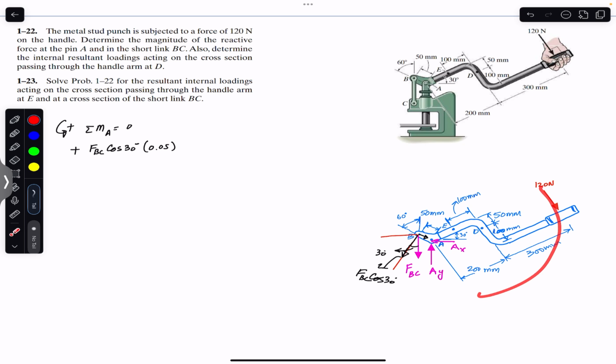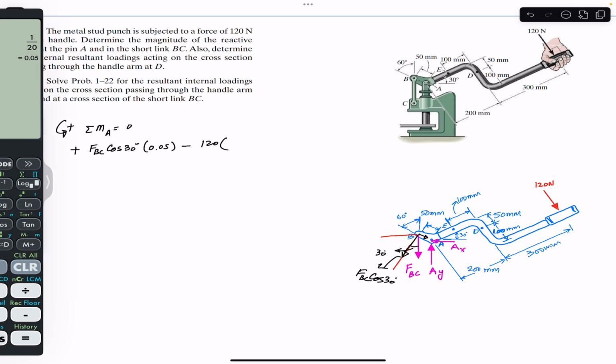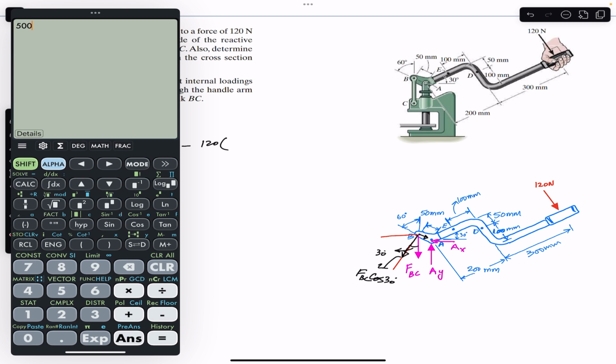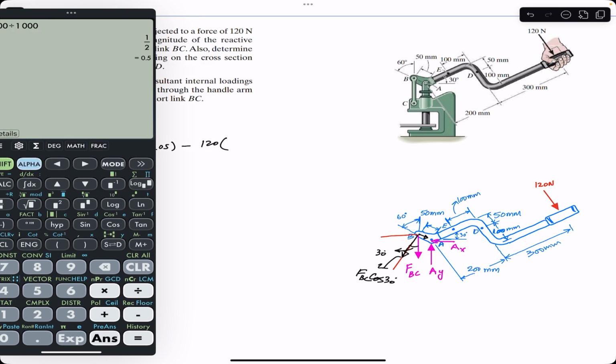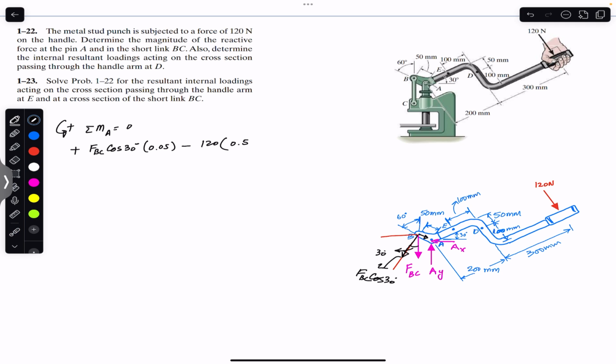Similarly, this 120 Newton force is producing the clockwise moment, so you write minus 120. And the moment arm of this 120 Newton force from point A is this distance. This is the perpendicular distance, right? So this is 200 plus 300, so this is 500. 500 divided by 1000 will be 0.5, so we multiply this with 0.5 meters. This is equal to 0. And from this, we say that FBC is equal to plus 120 into 0.5 divided by cos of 30 into 0.05.